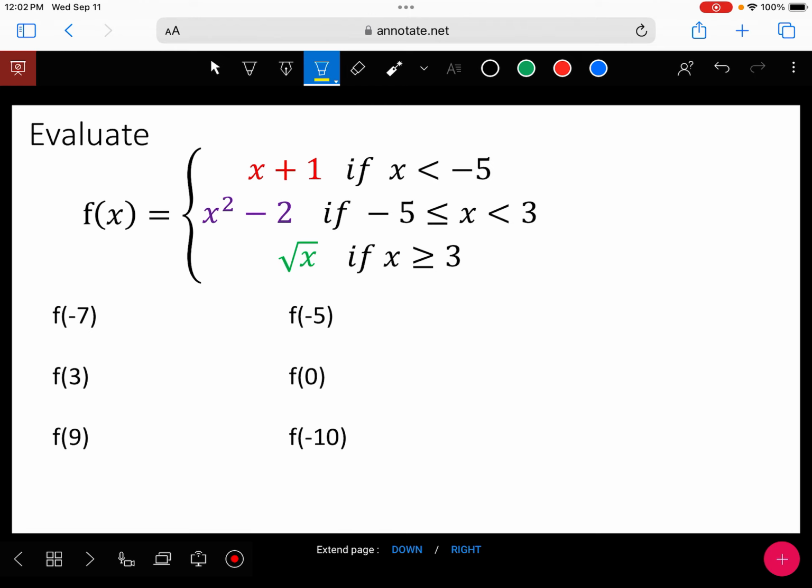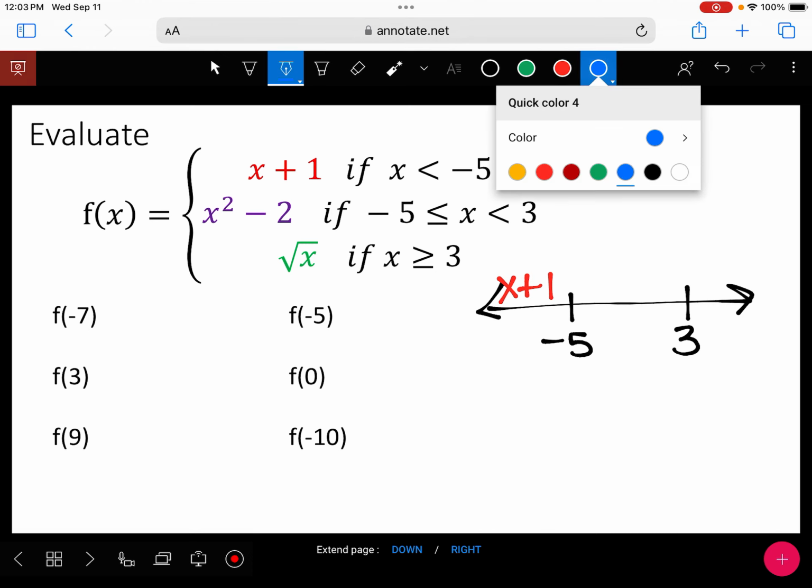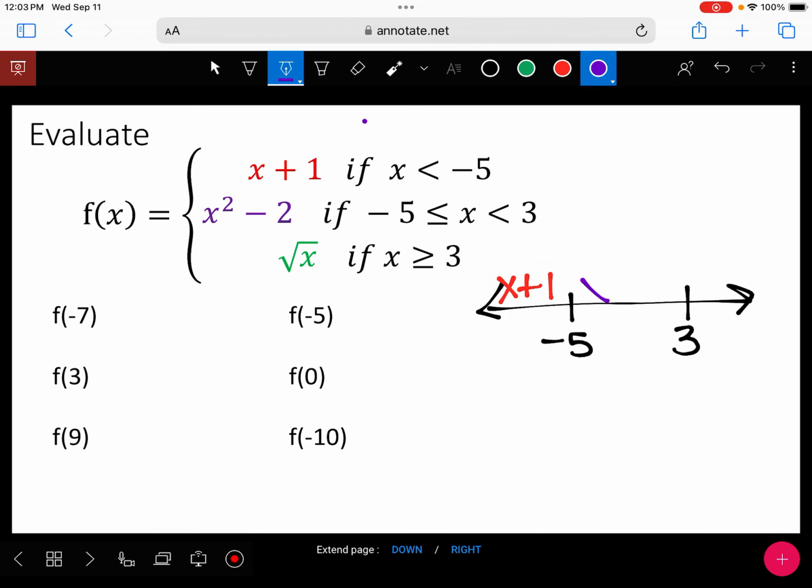So for our first one, again, I'm going to go ahead and make my number line. I don't know if this is helpful or not, but you have your number line that's broken apart at -5 and 3. If it's less than -5, we use x plus 1. If it's between -5 and 3, then we're going to use the function x squared minus 2. And if it is greater than or equal to 3, then it's just the square root of x.